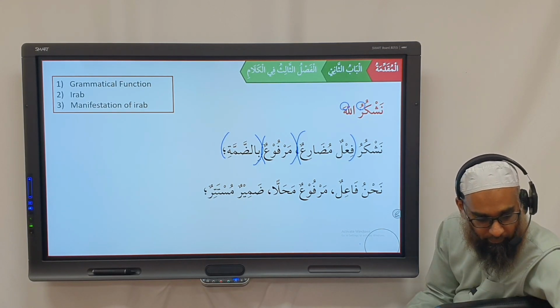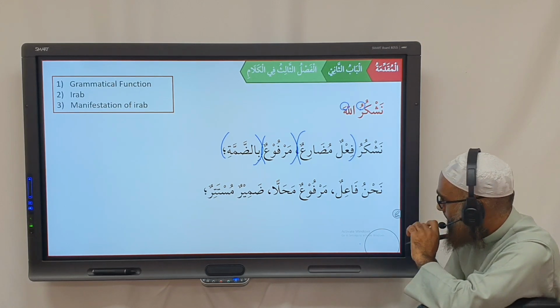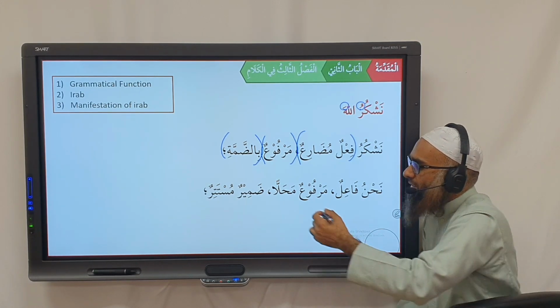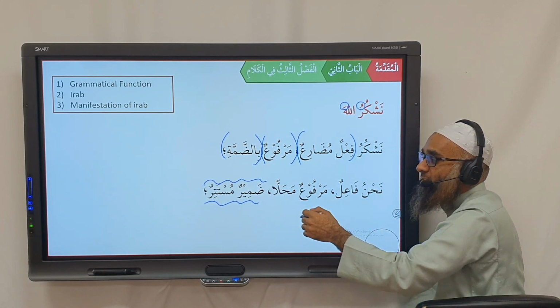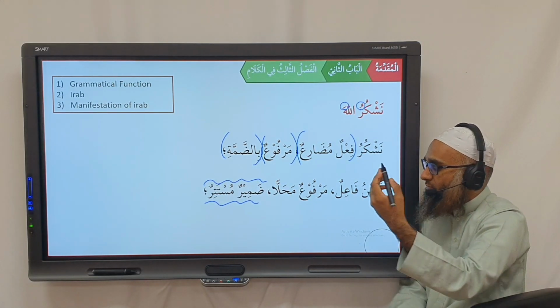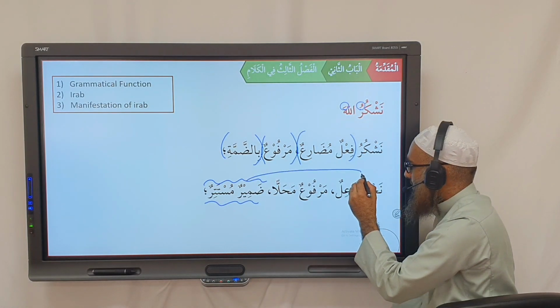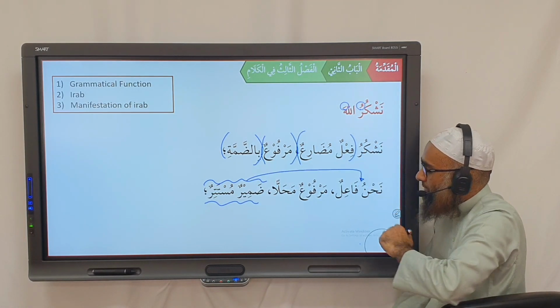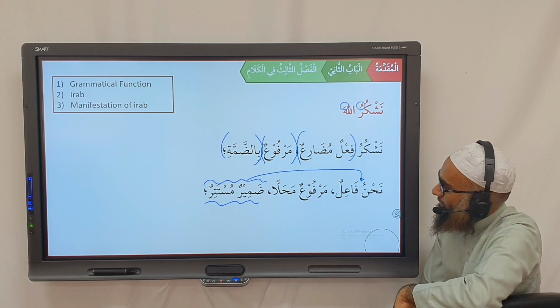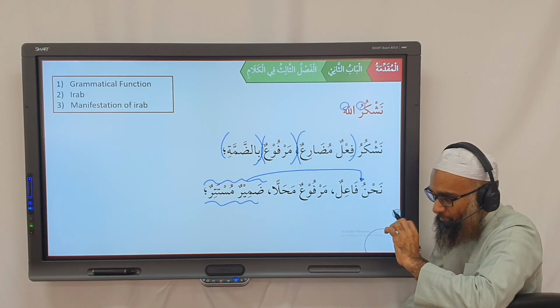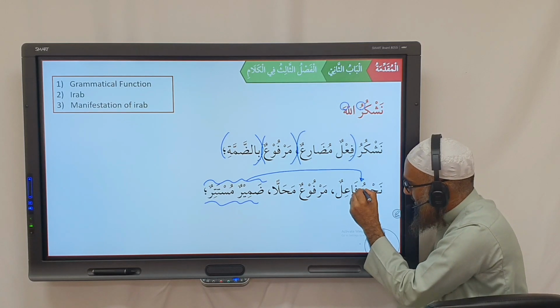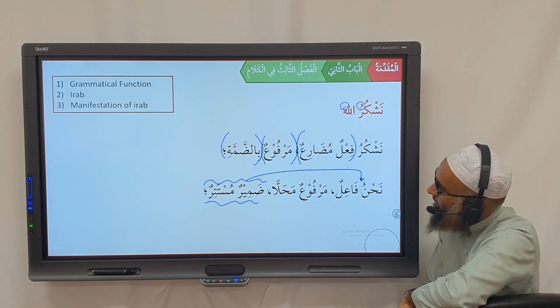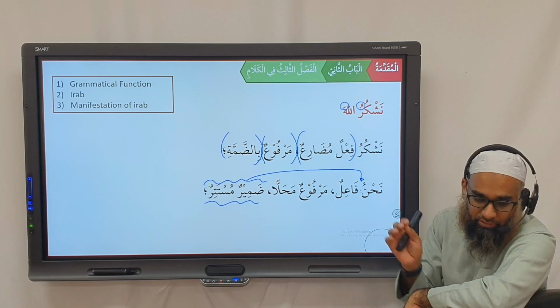Okay? Yes, following? It would probably be better to put zamir mustatir here. It'd be easier. There's no one way of doing it, like this has to be 100%. We just want to get all the information in. Nahnu, put it here first: zamirun mustatirun fa'il. It'd be easier to read and it will make more sense. So you put here zamirun mustatir, fa'il, marfu'un mahallan. So we'll do it that way. Put the zamir mustatir first.